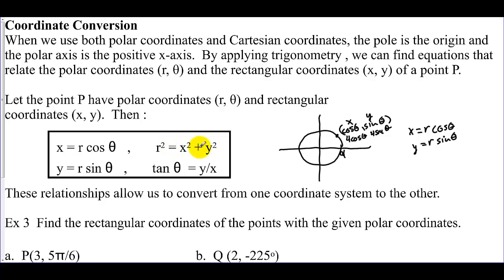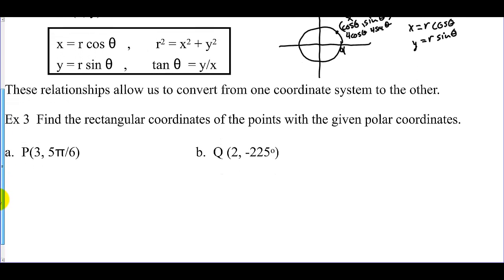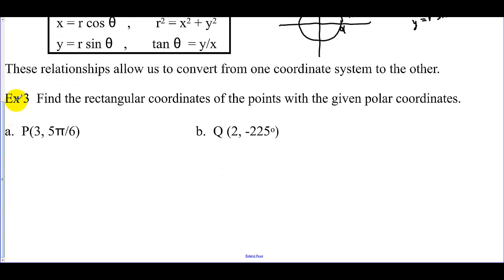r squared equals x squared plus y squared. That's just using the Pythagorean theorem. And the tangent of theta equals y over x, in other words, opposite over adjacent. These relationships allow us to convert from one coordinate system to the other.